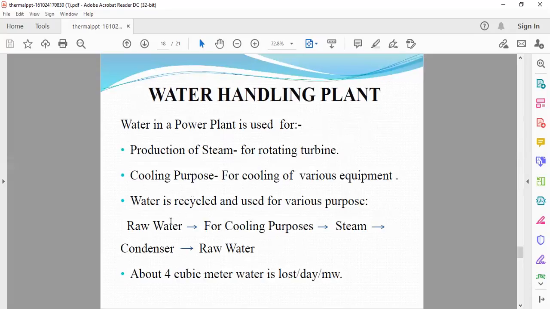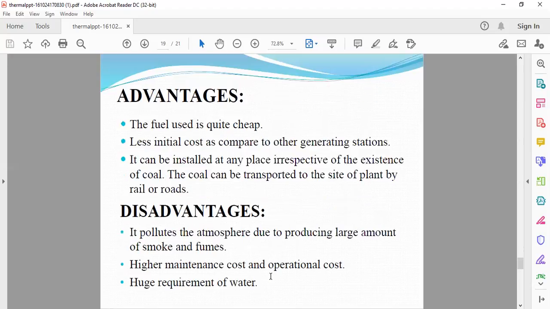Let us see how it works. Raw water, normal water, is taken for cooling purposes, for steam and the condenser, and then the water is let out. About 4 cubic meters of water is lost per day per megawatt. So for 1 megawatt, 4 cubic meters of water is lost in a thermal power plant.